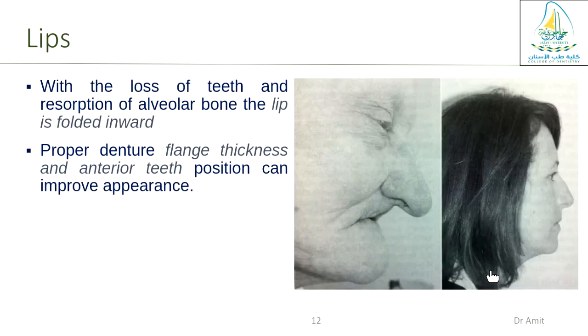The lips, this point we have already discussed. The upper lip and the lower lip sag inside. The lips are folded inward, so proper denture thickness, flange thickness for the anterior, and the anterior teeth position should also be proper, so that it can support the upper and the lower lip.